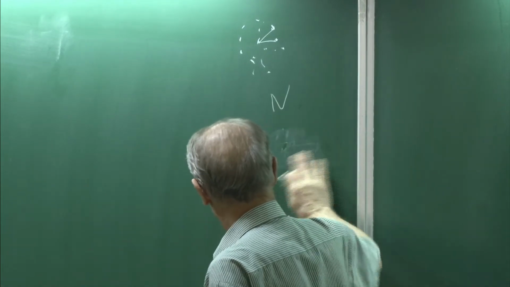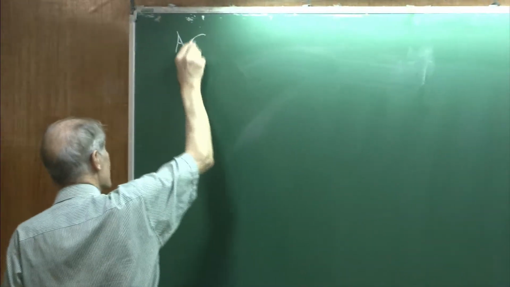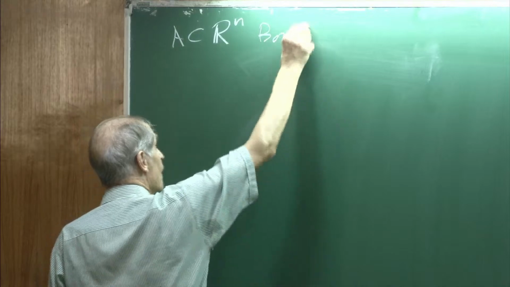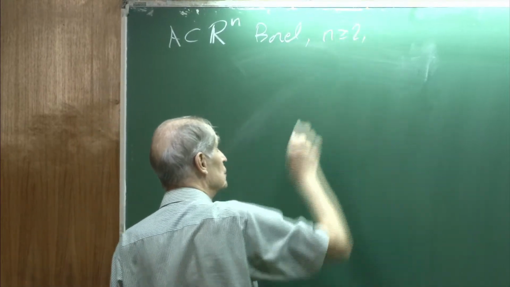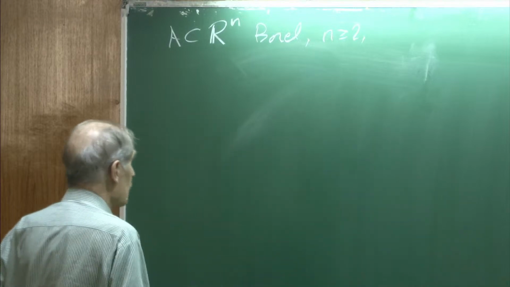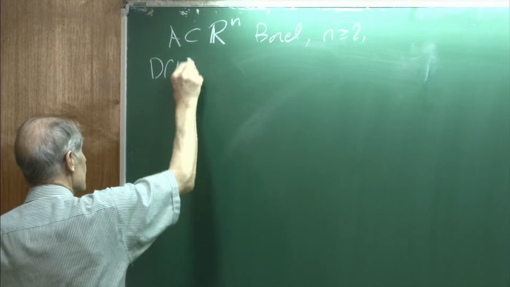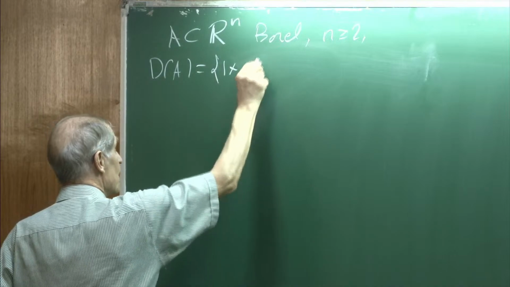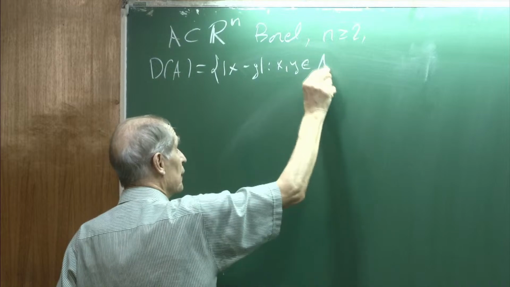But now this is a continuous version. So I have A in R^n, always a Borel set, and I assume always that n is at least 2. And then the distance set is d(A), the set of all distances, norm of x minus y, where x and y are in A.